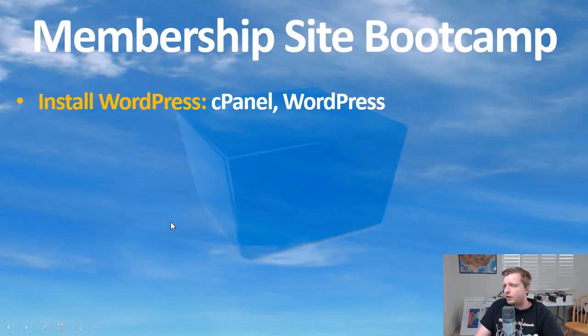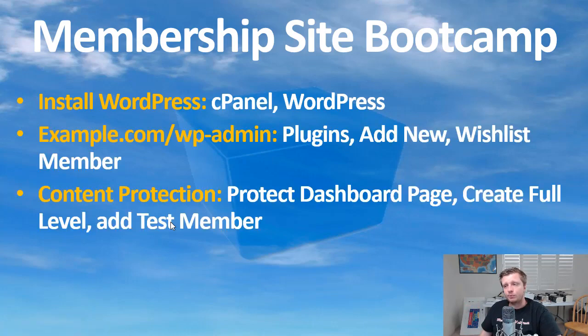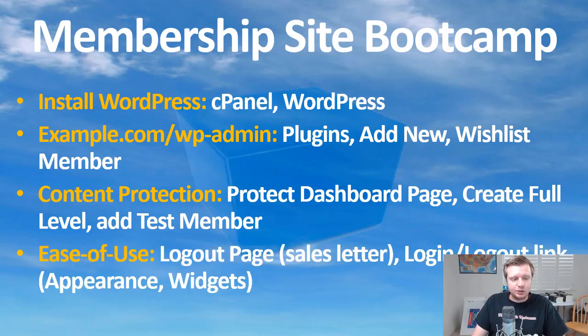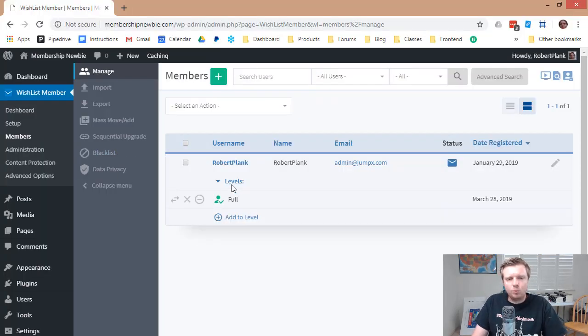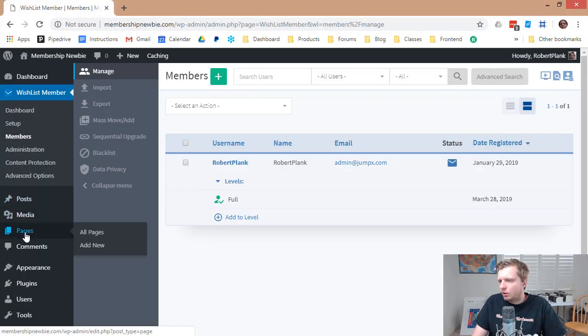Okay, so let's figure out what we're gonna do. We installed WordPress, we installed the new Wishlist Member 3.0, and now we're going to create a page called Dashboard. We'll protect it, we'll add it to the full level, and then we'll create a test member to see if we did the job right. Let's get to this. We will go Pages, Add New.